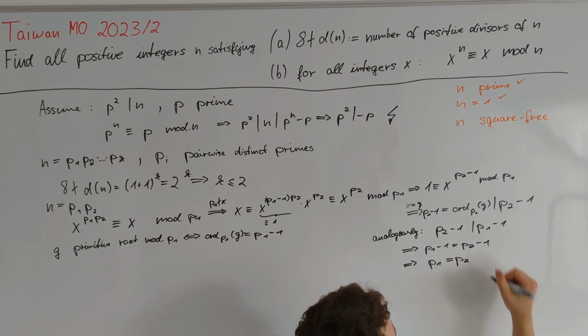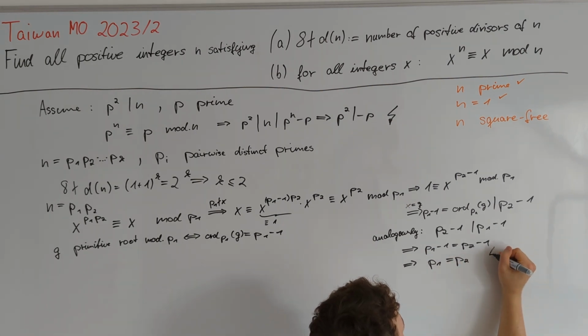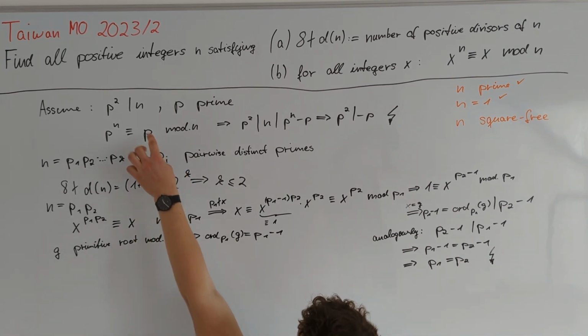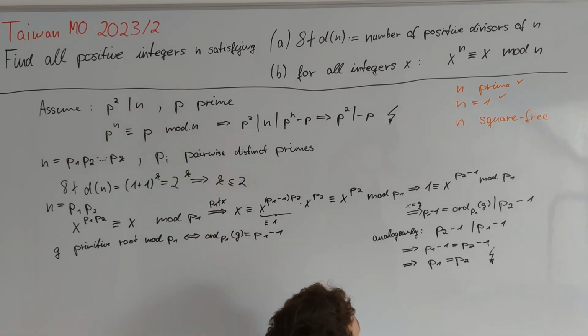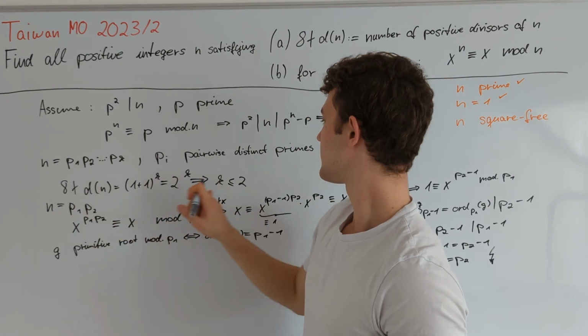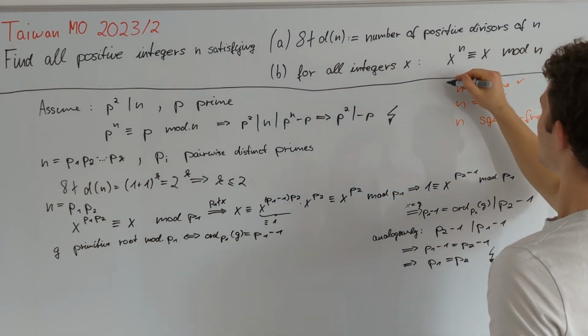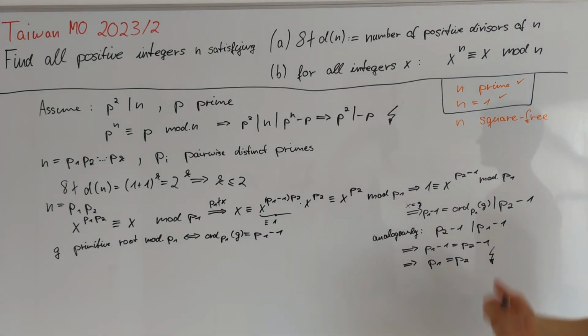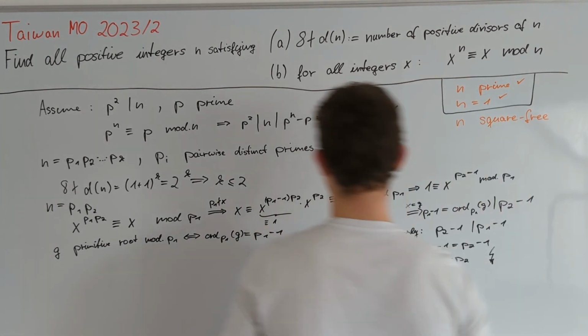This is a contradiction. We chose p1 and p2 to be distinct prime numbers, which we were allowed to do because we already showed that n must be square free, and therefore we get no solutions in our case k equal to 2. And so n equal to 1 and n prime are our only solutions to the problem, and we are done.